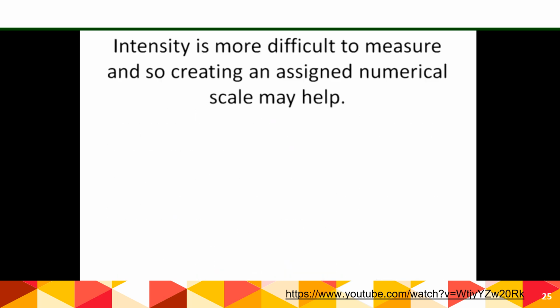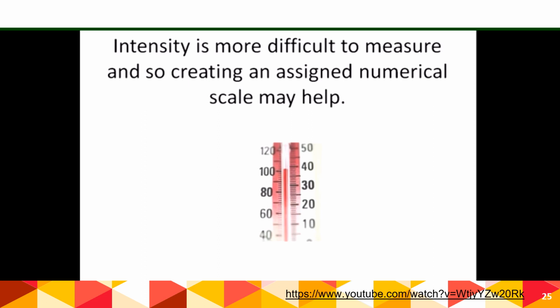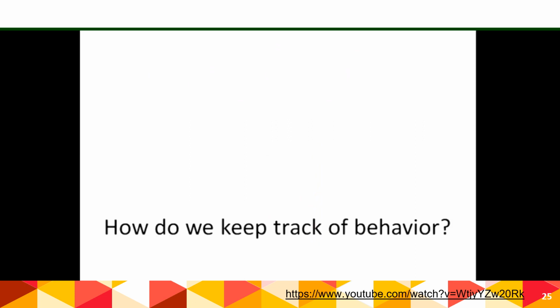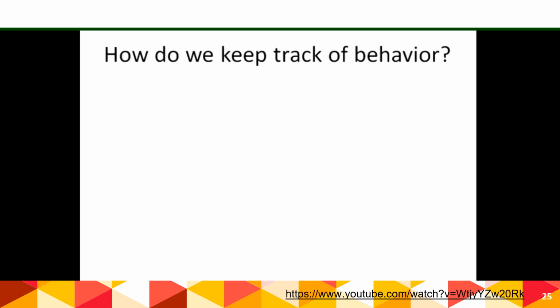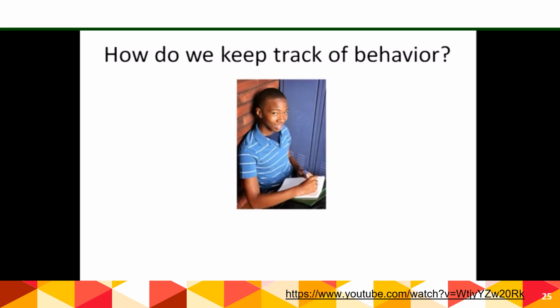Intensity is a little more difficult to measure, and so creating an assigned numerical scale may help quantify it. If you've been to the doctor or urgent care recently, you may have been asked to rate your pain intensity on a scale from 1 to 10. Communicating a number helps caregivers determine how soon and how much help you need. So how do we keep track of all of this behavior? You guessed it, we use data.